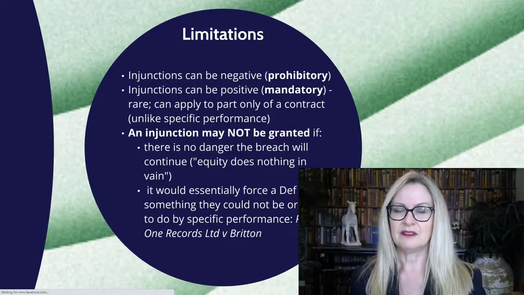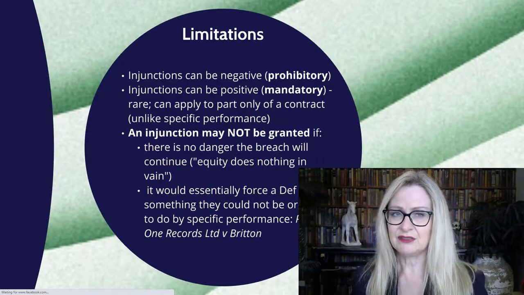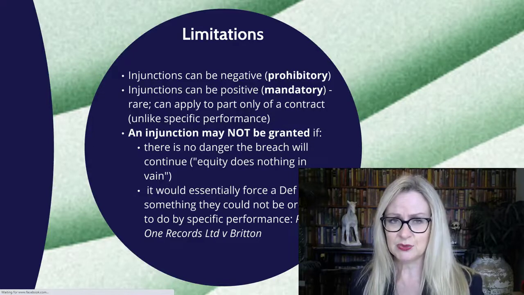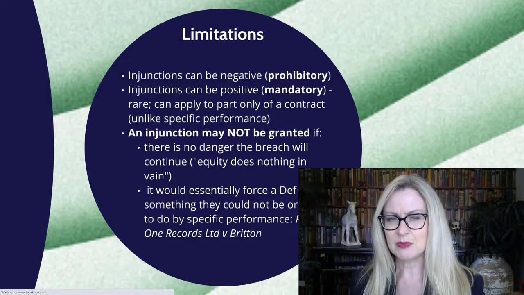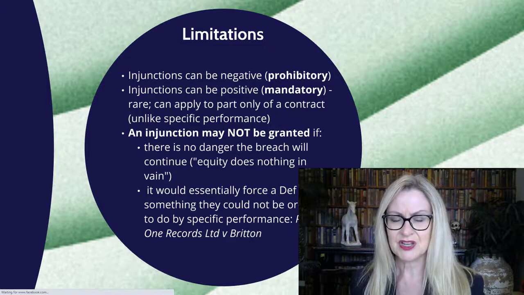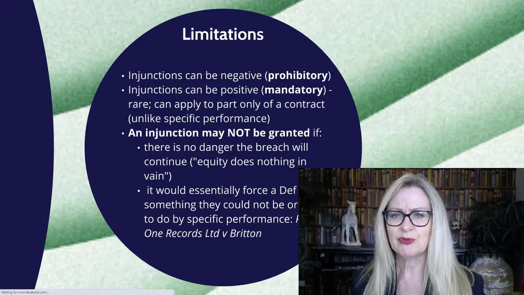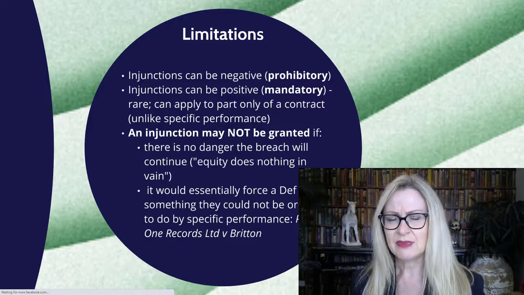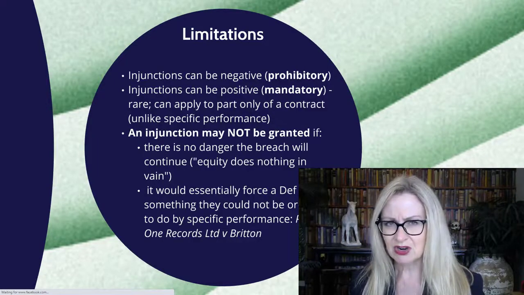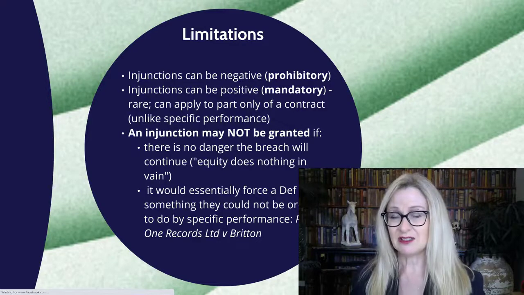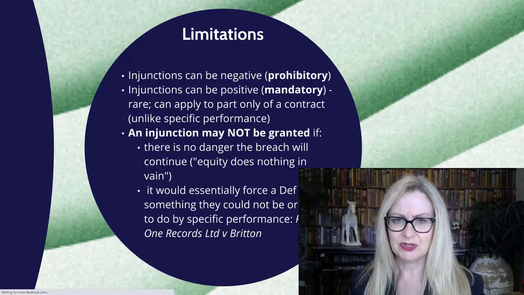Injunctions can be either negative, and they usually are negative injunctions. That means they prohibit a party from doing something. However, injunctions can also be positive, and we call these mandatory injunctions. These are more rare, but there's an interesting little use that a mandatory injunction has. You can actually apply for a mandatory injunction to force a party to perform only part of a contract. Whereas if you are asking for an order of specific performance, you will be asking for performance of the entire contract. So that's the little useful side to a mandatory injunction.